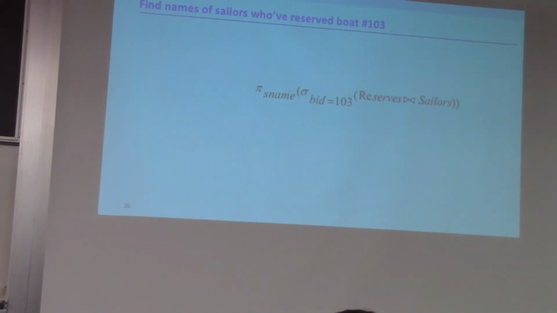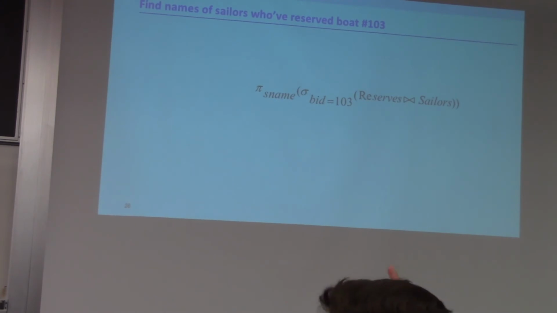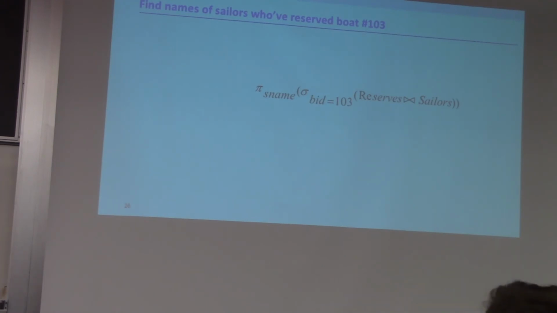Is there any alternative to do that? Can you do it really efficiently? Is there an efficient query? So instead of doing the whole natural join, can I do something better? Yes? You could select the reserves for boat ID 103 and then from that join sailors. Yes.